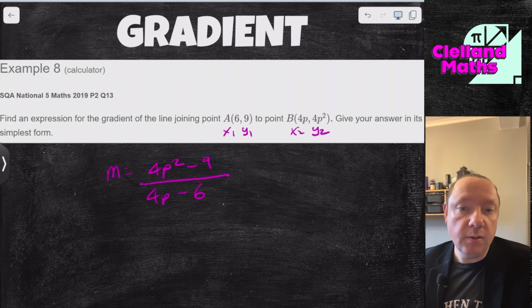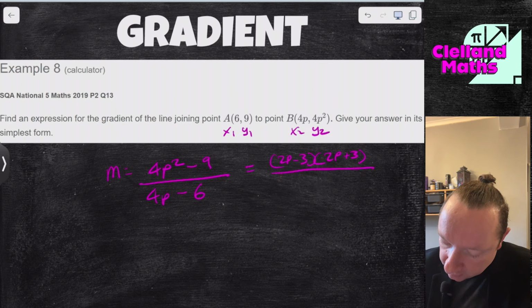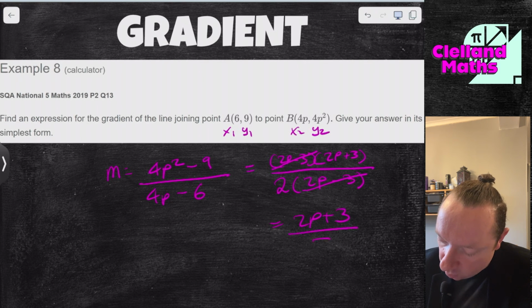So this is tying into algebraic fractions. We'll see my video on that. Simplifying the top's the difference of two squares. So that's 2p minus 3, 2p plus 3. And factorise the bottom. 2 comes out to get 2 times 2p minus 3. The 2p minus 3s cancel off to get 2p plus 3 over 2.